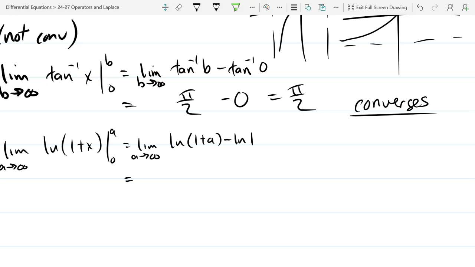So next one, ln of 1. That's 0. That one's not too bad. What is ln of infinity, or infinity plus 1? That's also infinity. So this is one of the properties we looked at in Calc 2. We did this geometrically. But that is infinity. So because it's infinity, diverge.